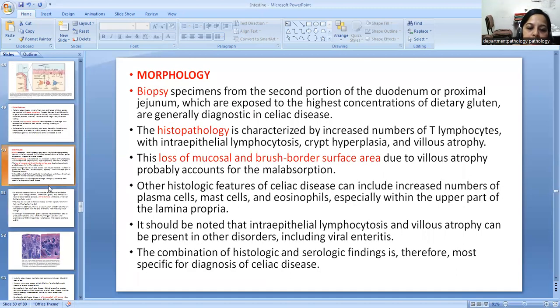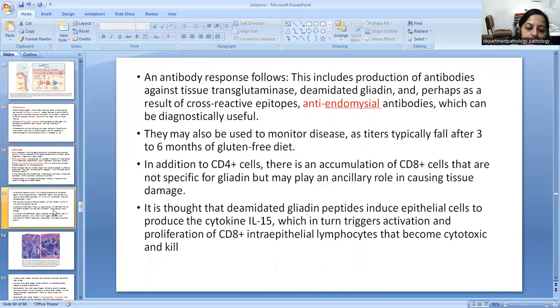Morphology: biopsy specimens from the second portion of the duodenum or proximal region, which are exposed to the highest concentrations of dietary gluten, are generally diagnostic in celiac disease. Histopathology is characterized by increased number of T lymphocytes with intraepithelial lymphocytosis, crypt hyperplasia, and villus atrophy. This loss of mucosal brush border surface area from villus atrophy probably accounts for the malabsorption. Other histological features can include increased numbers of plasma cells, mast cells, and eosinophils, especially within the upper part of the lamina propria. The combination of histological and cytologic findings is therefore the most specific for diagnosis of celiac disease.